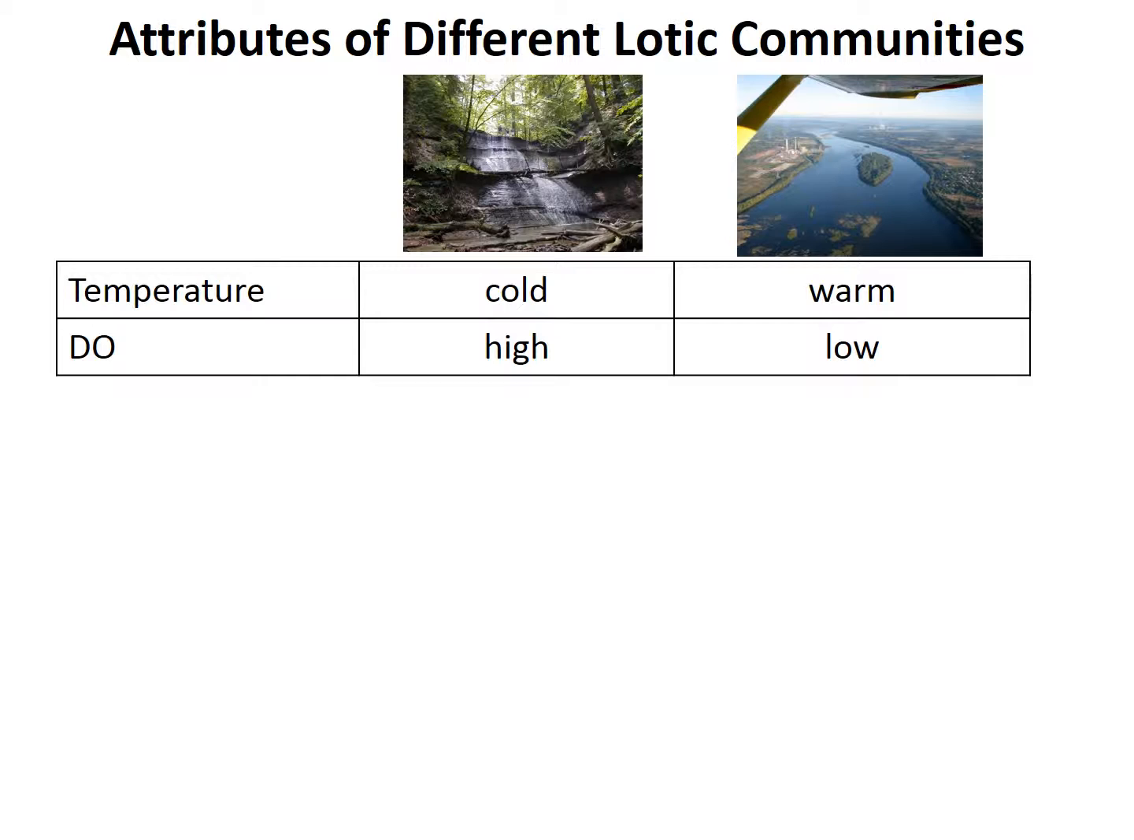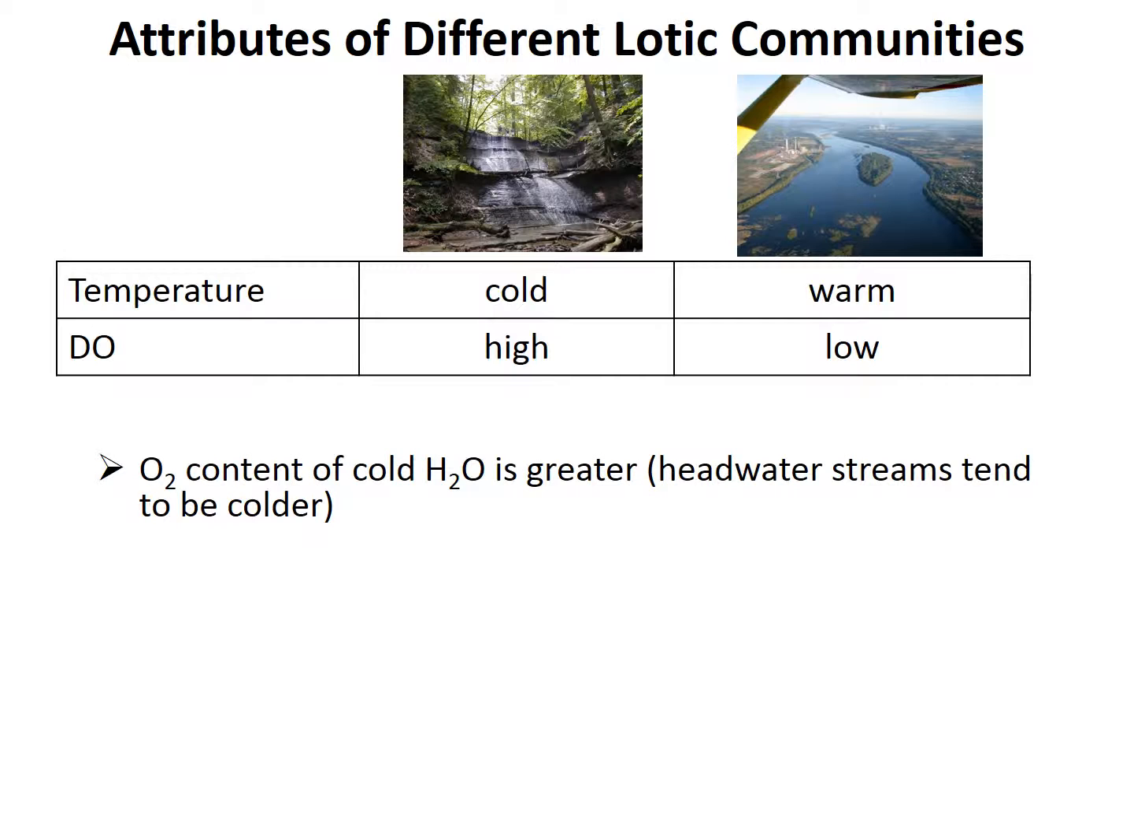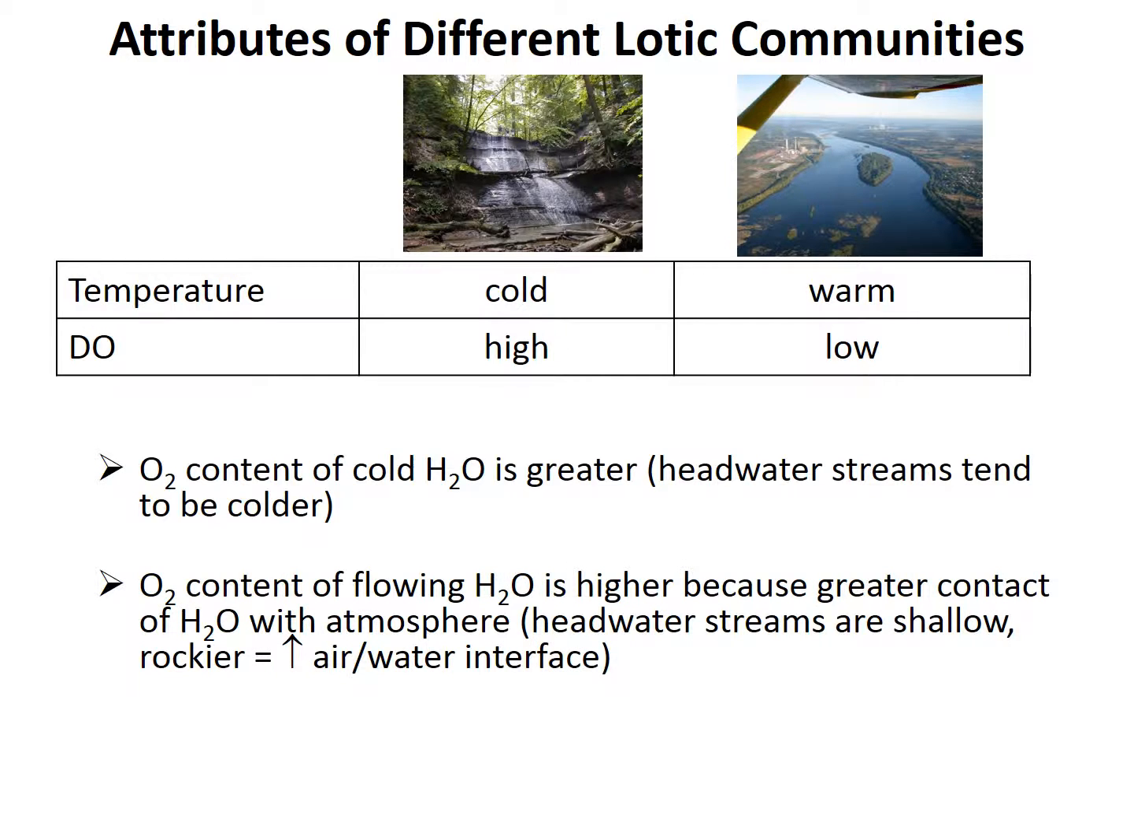The oxygen concentration of headwater streams is therefore typically greater than in the higher order streams. This is for two reasons. One, oxygen content of cold water is greater. We've already established that headwater streams are colder, therefore they hold on to more oxygen. Second, headwater streams also tend to be more turbulent. The oxygen concentration of flowing water is higher because of the greater contact of water with the atmosphere. So headwater streams are shallower, they're rockier. That's going to increase the air to water interface and increase dissolved oxygen levels.